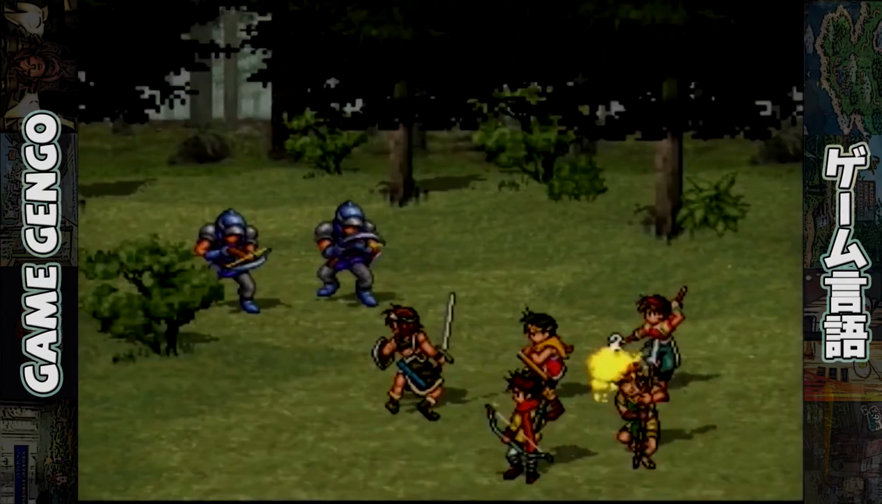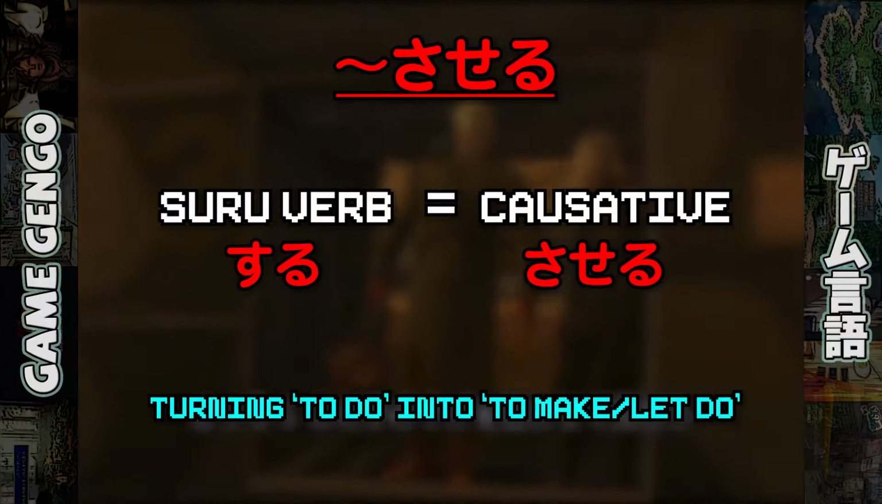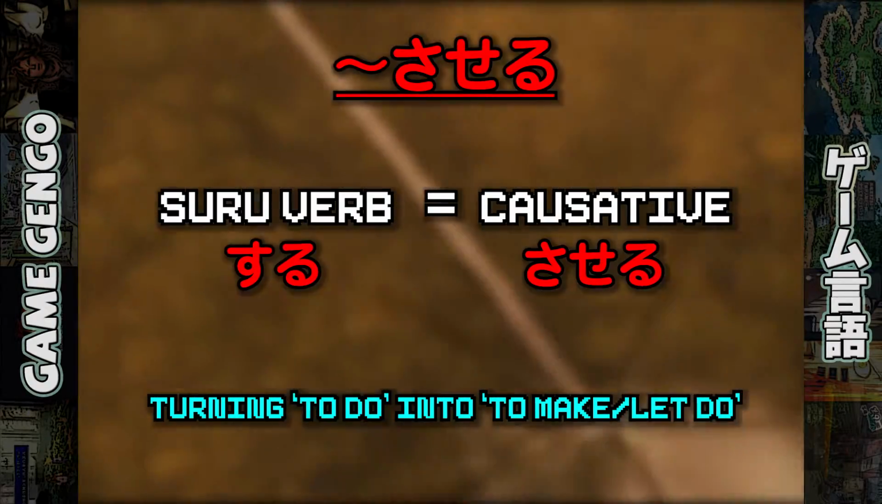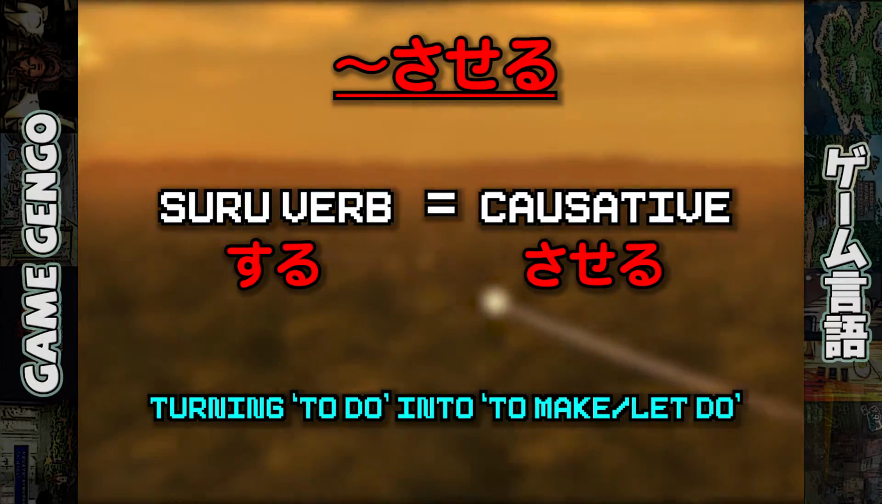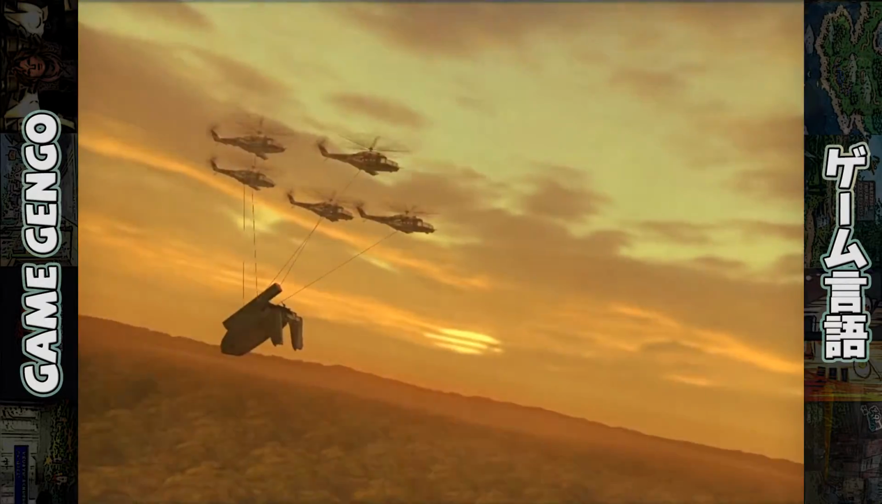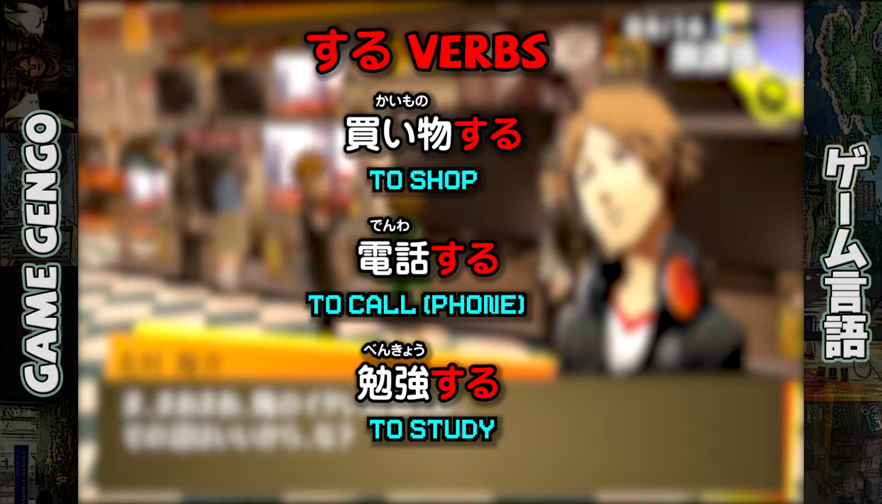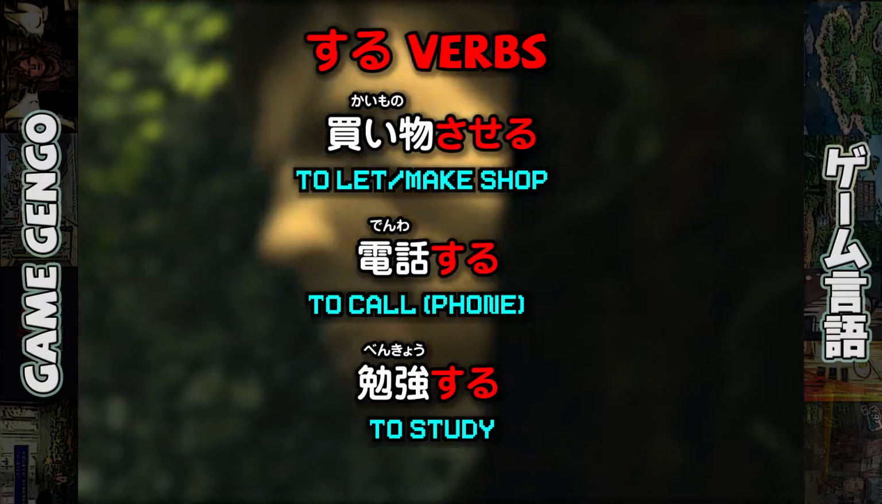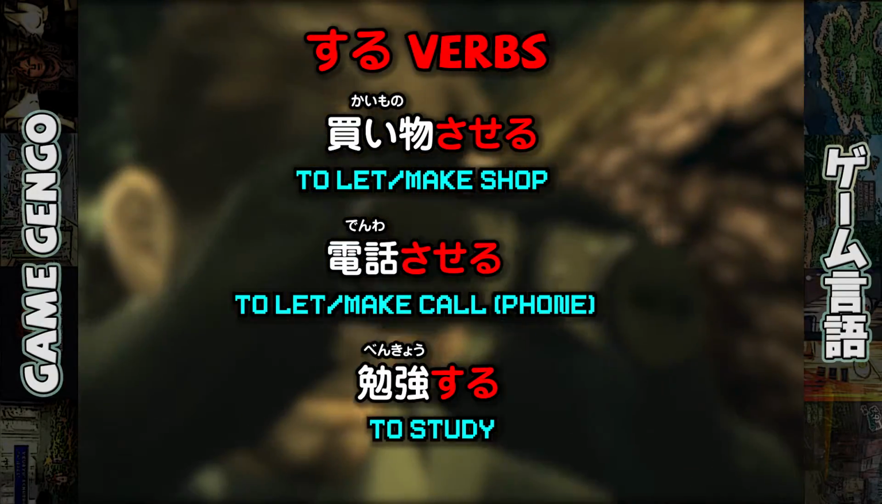use this grammar point. Firstly, the most simple form of this grammar point is with the verb suru, to do, simply by replacing the entire suru part of the word with saseru. You can do this with all verbs that use suru, such as kaimono suru, to do shopping, you can turn into kaimono saseru. Or for example, to call someone denwa suru, you can turn it into denwa saseru.